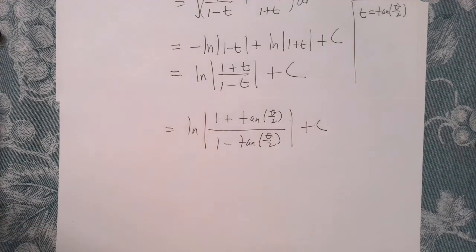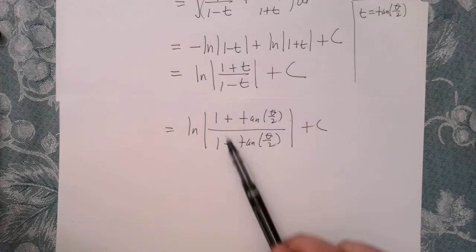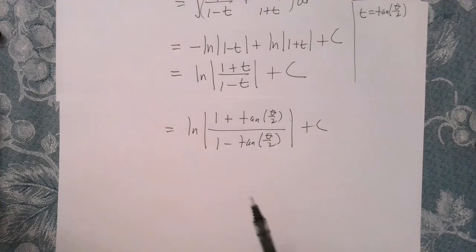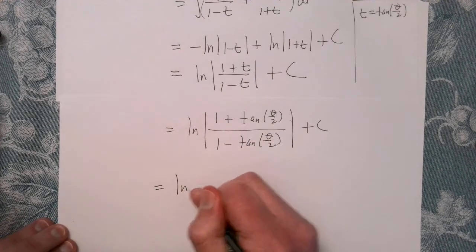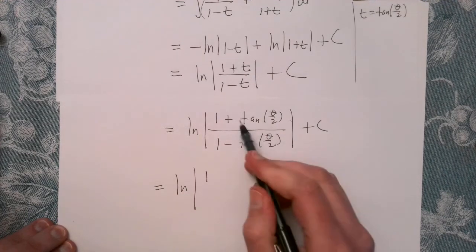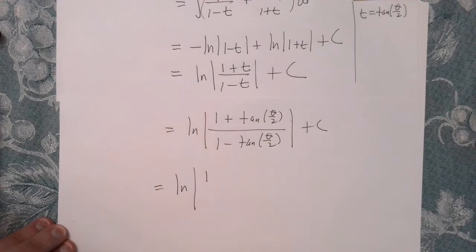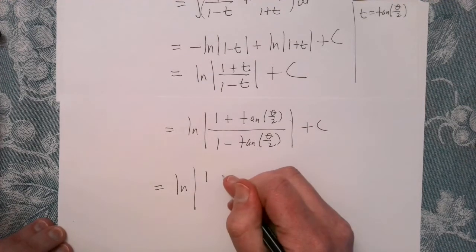plus c. Well, in the previous video, we proved a trig identity regarding the tangent of theta over 2. So by the previous video, check that out by the way, this is equal to sine of theta over 1 plus cosine of theta.